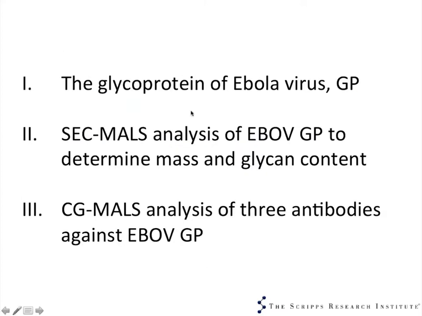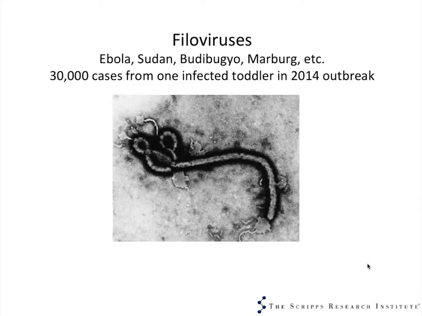So the first thing I'll talk about is just giving you a bit of background on Ebolavirus GP and tell you how we use SEC-MALS to determine the mass and glycan content of this protein. And thirdly, I'll go through a couple of examples of some CG-MALS experiments that we've done with antibodies against Ebolavirus GP. So Ebola is part of the filovirus family, which includes Sudan, Bundibugyo, and Marburg viruses, amongst others.